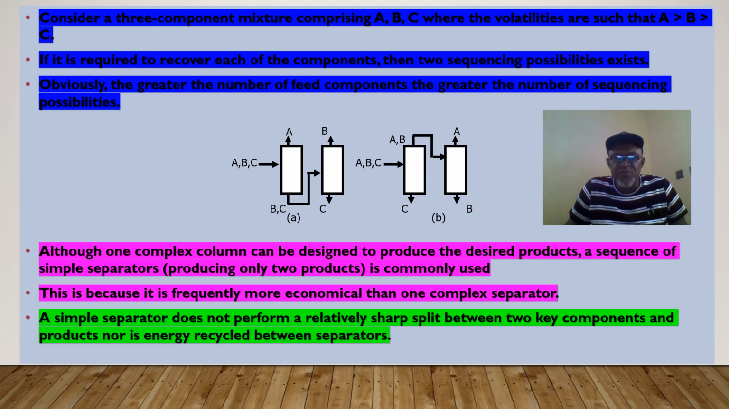Now if you look at B, following the volatility again, ABC goes into the first column. The one that is less volatile stays back as a kind of residue. Then AB is given off, which goes into the second column. Then A is given off, and B is also separated. So using both A and B patterns, which are 2 columns, we can separate 3-component mixtures.